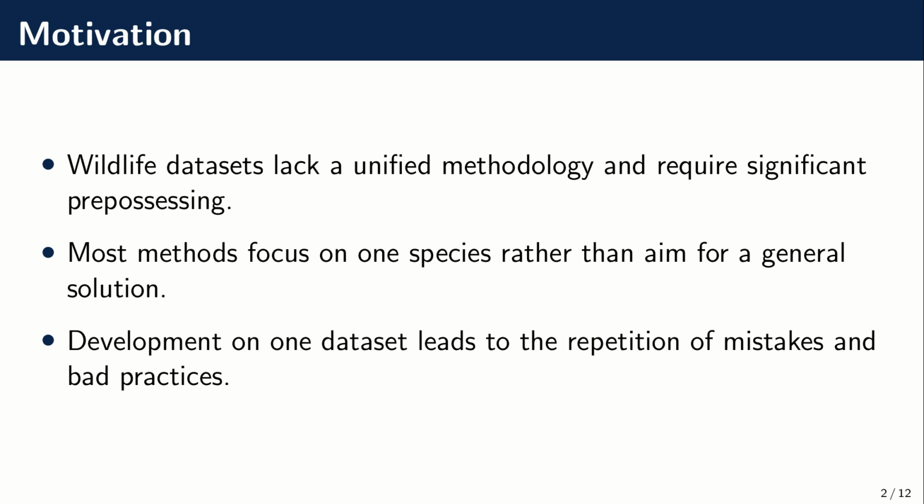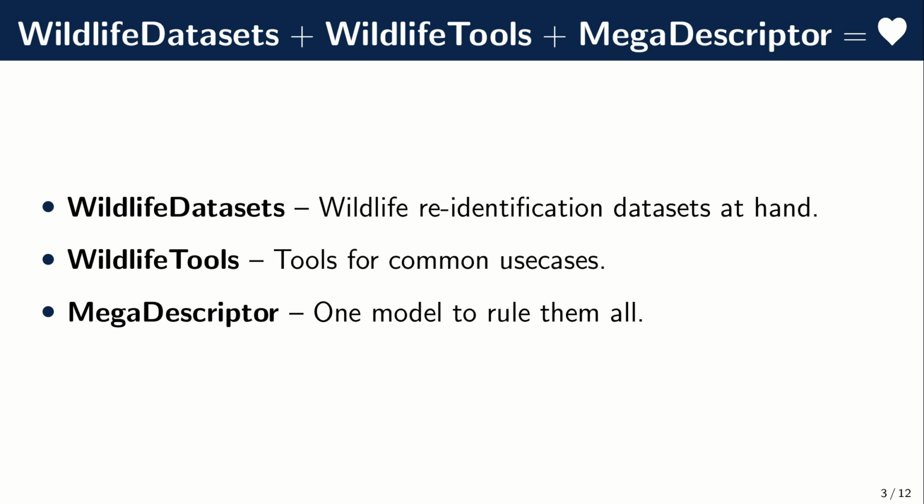And here we come to the rescue. We introduce tools that have the potential to improve the quality of life for all researchers interested in automatic wildlife re-identification. First, we introduced the WildlifeDatasets library, which allows easy access to almost all publicly available wildlife re-identification datasets. Second, we provide wildlife tools, a Python-based library for model training, feature extraction, and matching and classification. And finally, we introduced MegaDescriptor, the first ever foundational model for individual animal re-identification. Now, let me introduce and showcase each part in detail.